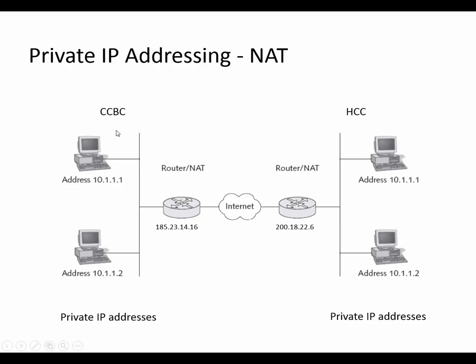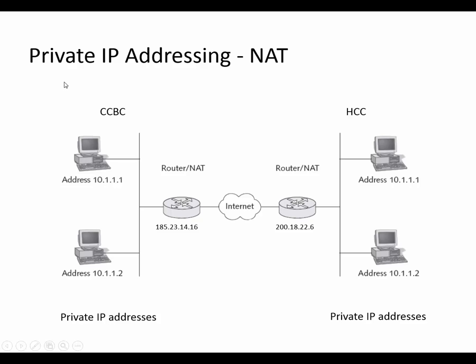unique. So at CCBC, before we had network address translation, every single computer had to have a public IP address, and that meant at the time we had to have 3,000 different public IP addresses, one for each computer at CCBC. But now, since we use private IP addresses internally, for the CCBC Catonsville campus, we only need one public IP address, and that is the IP address which is connected to the router, and that is the IP address which must be globally unique.